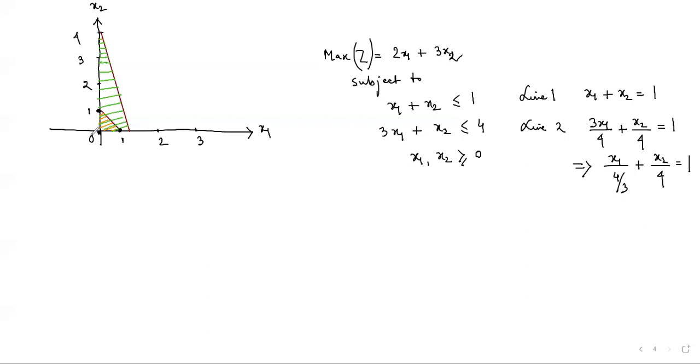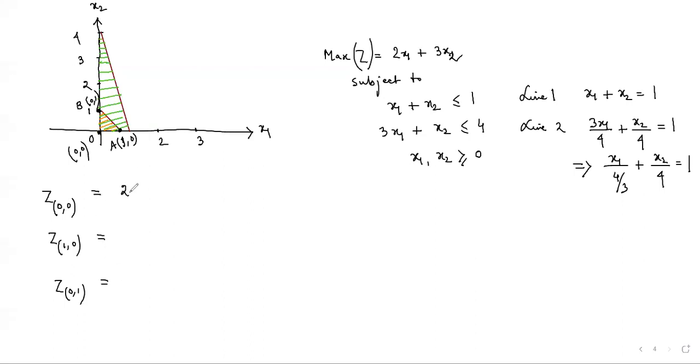Three corner points are coming out over here. One corner point is the origin. Another corner point is this one, whose coordinate is 1, 0. Another corner point is this one, whose coordinate is 0, 1. So there are 3 corner points actually, O, A, B. We are going to put these corner points in the objective function and find the value of Z for these corner point coordinates.